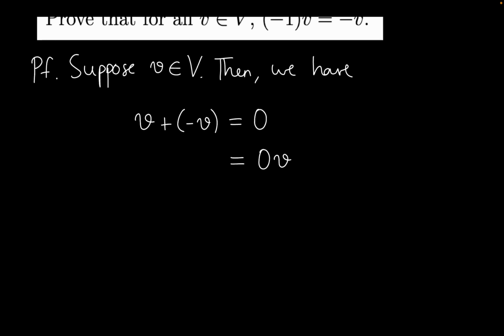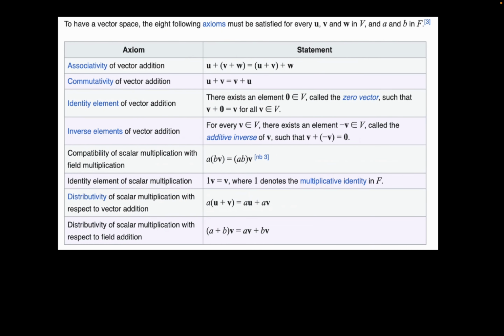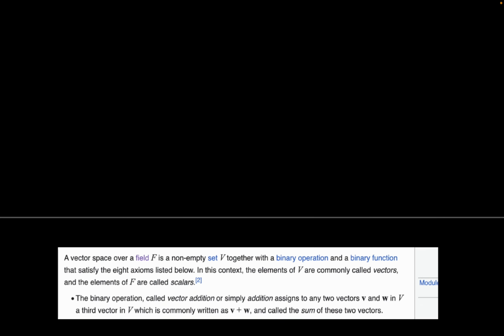And this scalar can be written as a sum of 1 and -1. Again, this is a familiar property of real numbers: for every real number, there is an additive inverse, such that when they are both added, they give you the additive identity 0. So this is equal to (1 plus -1) times v. And now we use what is called the distributive property. We use this second version, distributivity of scalar multiplication with respect to field addition. So we have (a plus b) times v is equal to av plus bv. So we can apply that over here.